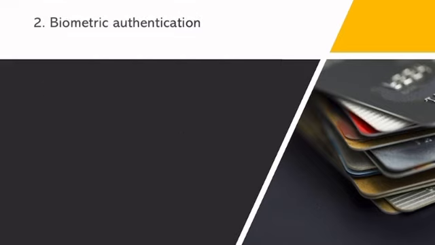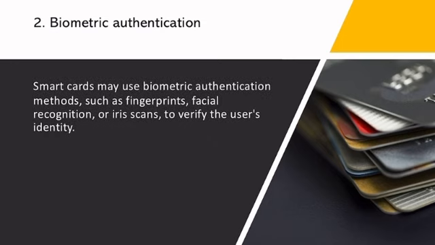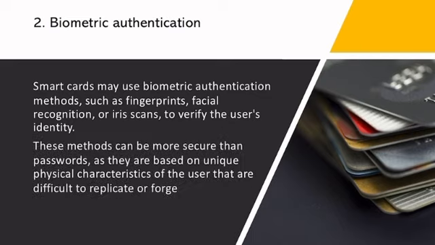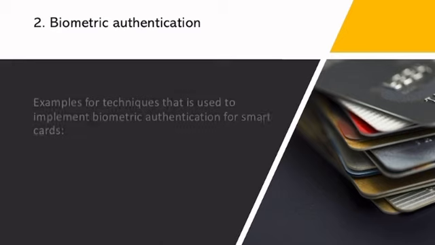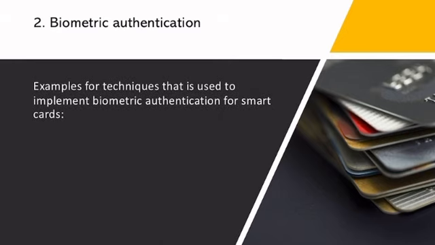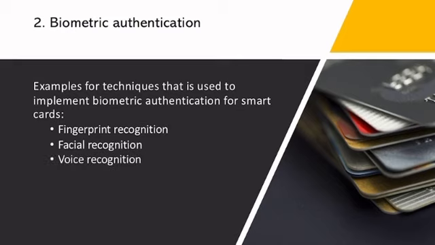Third, biometric authentication. Smart cards may use biometric authentication methods such as fingerprints, facial recognition, and iris scan to verify their user's identity. These methods can be more secure than passwords, as they are based on unique physical characteristics of the user that are difficult to replicate or forge. Examples of techniques that are used to implement biometric authentication for smart cards: fingerprint recognition, facial recognition, voice recognition, iris or retina recognition.